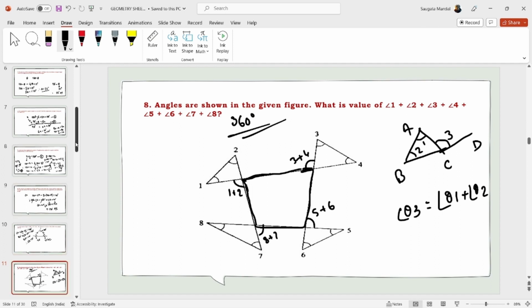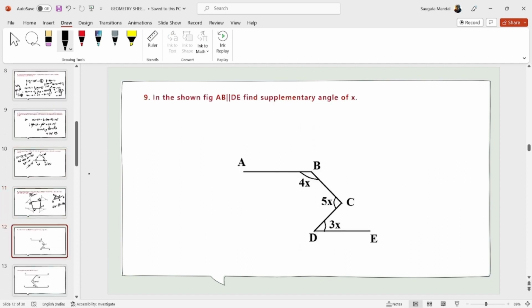Now move to the next question. This is question number 9. In the shown figure, AB is parallel to DE. Find the supplementary angle of X. Suppose an angle is drawn on the point C.